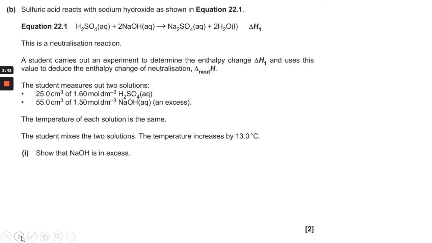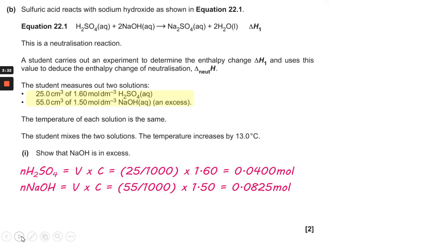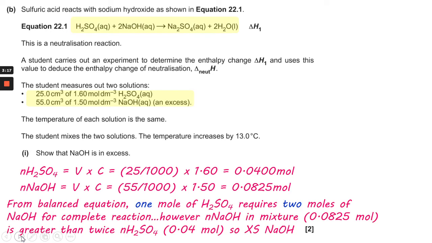The next part is a ΔH neutralisation question involving a practical where two solutions are mixed and they neutralise one another. Starting with the two solutions and getting the actual number of moles of each, you need to show that sodium hydroxide is in excess. Looking at the values, you can see that 0.0825 is the sodium hydroxide. Looking at the equation, 0.04 moles of H2SO4 will need 0.08 moles of NaOH. We have greater than that amount, so therefore we have NaOH in excess.